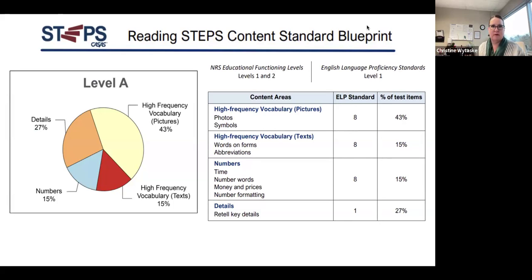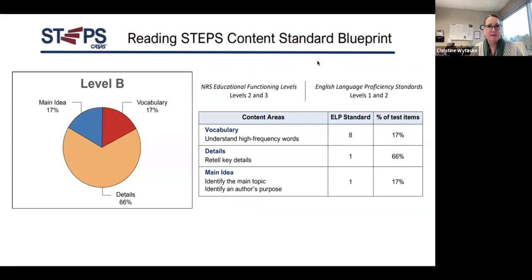All right, and again, we've got an example for the level B test as well, for the reading steps test. So you can see how it changes a little bit from the example for level A. And all of this information is on the CASAS website, so we highly encourage you to use that as a resource, especially if you haven't started digging into this yet. And again, over on the left, you can see the specific content areas, which standard it ties to, and what percentage of test items were in this category.